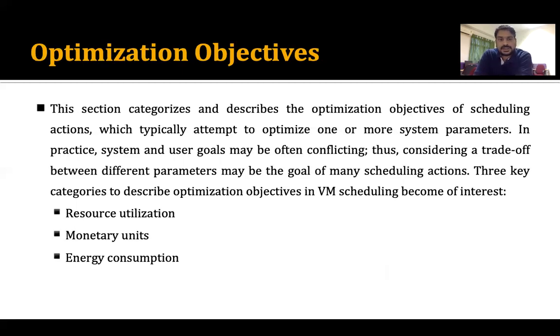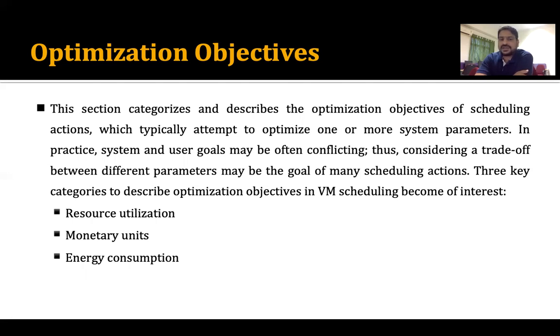Then there are the optimization objectives. Based on that only, we will see which physical machine is good for the virtual machine. This section categorizes and describes the optimization objectives of scheduling action, which typically attempt to optimize one or more system parameters. In practice, system and user goals may often be conflicting. Thus, considering a trade-off between different parameters may be the goal of many scheduling actions.